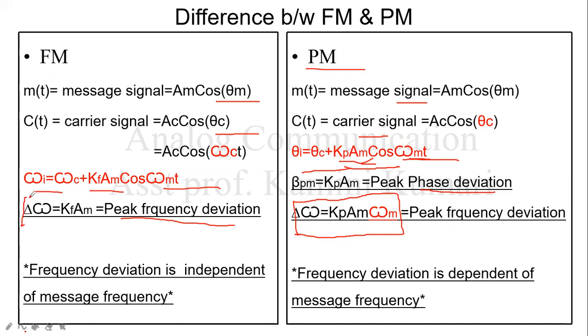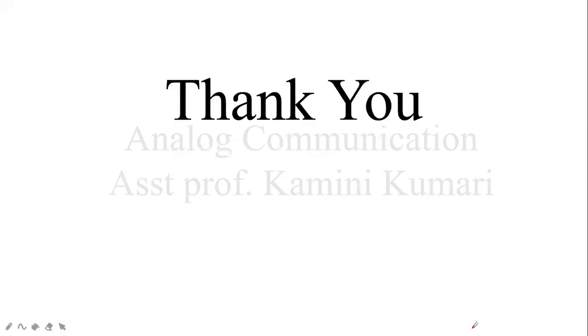Now notice one thing. In the case of FM, your peak frequency deviation is independent of omega m, that is the message frequency. But in the case of phase modulation, your peak frequency deviation is dependent on your message frequency, right? So this is the basic difference between your FM and PM. Your frequency deviation is independent of message frequency in the case of FM, and in the case of PM, your frequency deviation is dependent on your message frequency. So this is what we have seen: some important explanation of the important equations related to your FM and your PM.